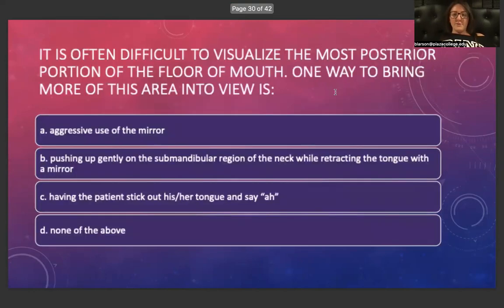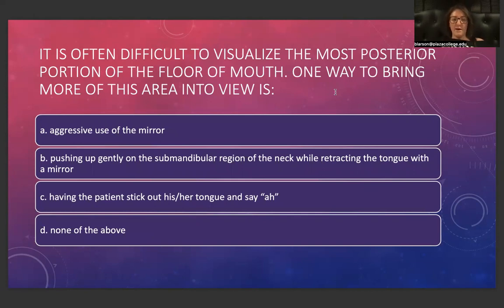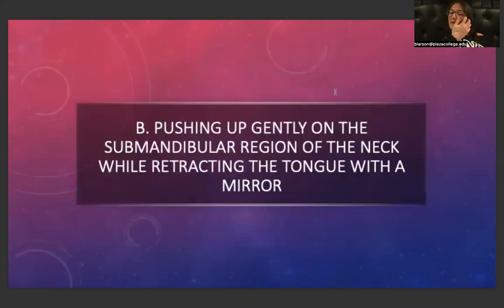It is often difficult to visualize the most posterior portion of the floor of the mouth. One way to bring more of this area into view is aggressive use of the mirror, pushing up gently on the submandibular region of the neck while retracting the tongue with a mirror, having the patient stick his or her tongue out and saying ah, or none of the above. This would be pushing up gently on the submandibular region of the neck while retracting the tongue with a mirror.